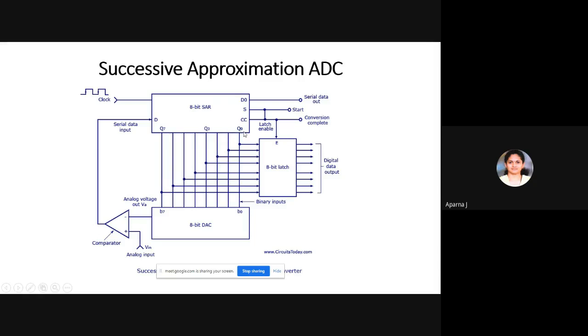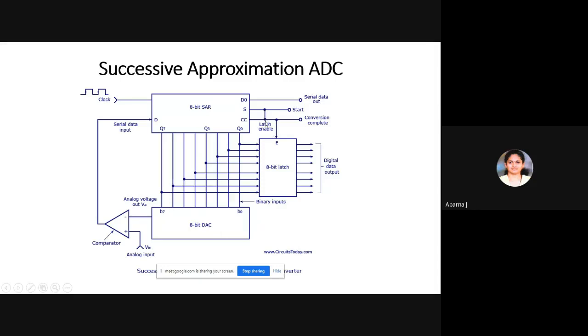And finally, when it is finished with Q0, it will end with the 8th clock pulse. So after the 8th clock pulse, the conversion complete signal goes high, which is also connected to the enable pin of the latch. Once this enable pin is made high, whatever digital output is present here will be available at the output of the latch. So this is the equivalent digital output for the applied analog input after the 8th clock pulse.